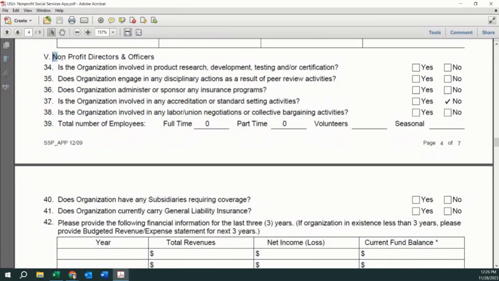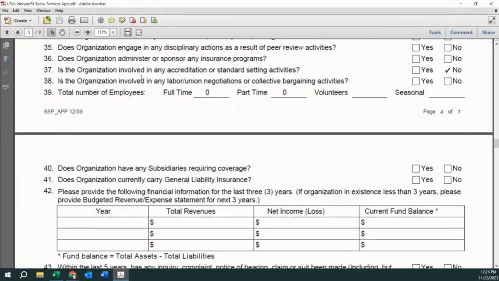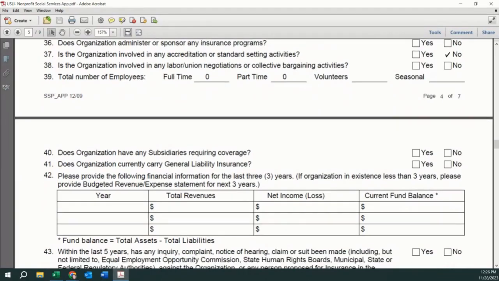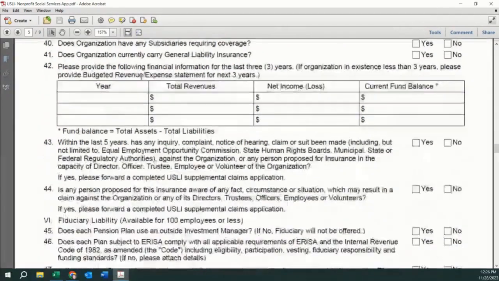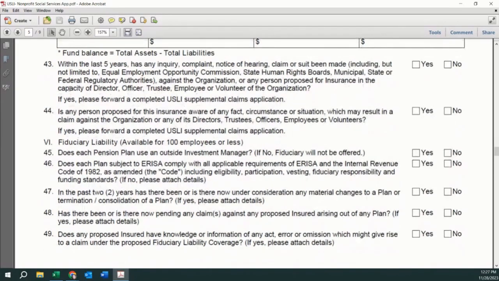So, nonprofit directors and officers insurance. Do you even have a nonprofit? And do you want to have directors and officers insurance? That's what it's asking. In my opinion, everything's going to be, again, based on my understanding, but talk with your people, your lawyer and your insurance broker.